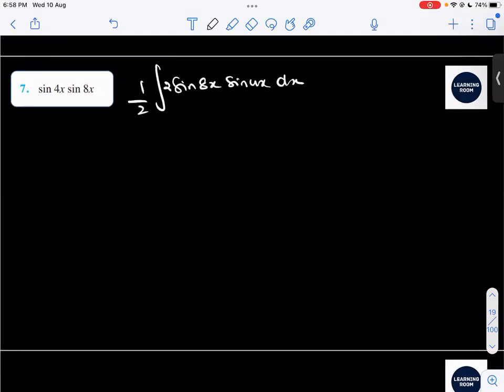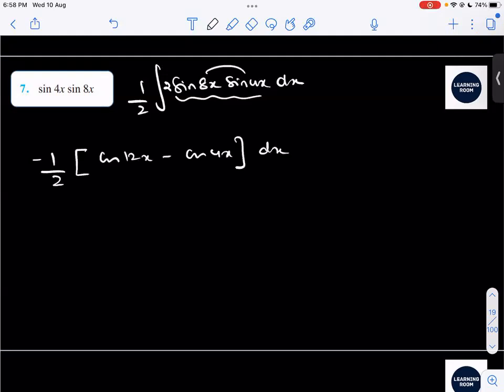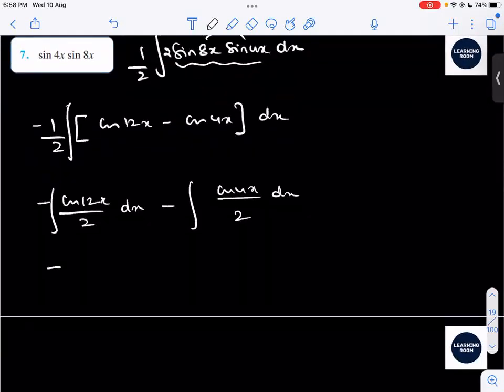Multiply and divide with 2. So you'll get half into, this will be minus cos, or I'll take the minus sign outside. Cos of 12x minus cos 4x dx, integral of this. So minus cos 12x by 2 dx minus integral of cos 4x by 2 dx, which is minus sin 12x by 24 minus sin 4x by 8 plus c.